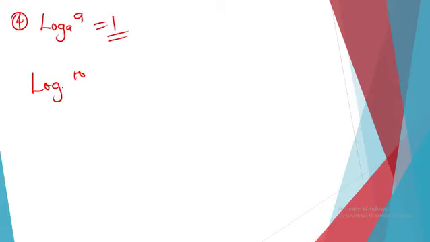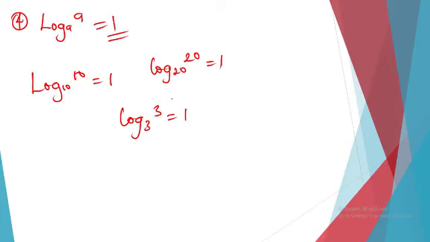Law 4, the fourth law states that when we have log a base a, that is equal to 1. When we have log a in base a, it's equal to 1, logarithm to its own base. Assuming we have log 10 base 10, I told us that earlier that is equal to 1. When we have log 20 base 20, it's just 1. When we have log 3 base 3, it's 1. Just bear it in mind that logarithm to its own base is equal to 1.